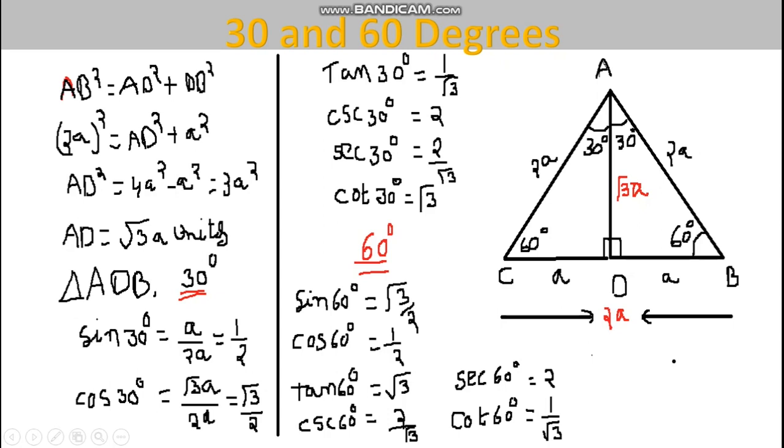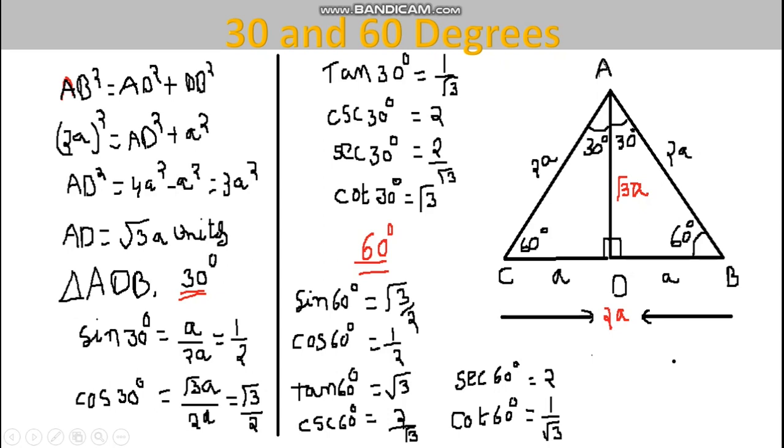Okay, A, 2A, 3A units. Now, we are going to write the ratios in triangle ADB. We are going to write the ratios with respect to angle 30 degrees. So, sin 30, side opposite to 30 degrees by hypotenuse, that is A by 2A, which is 1 by 2.